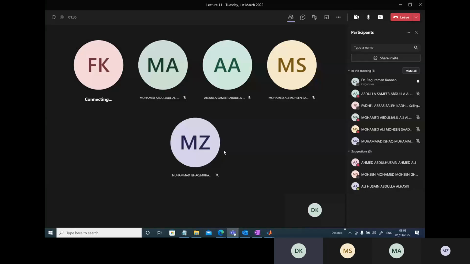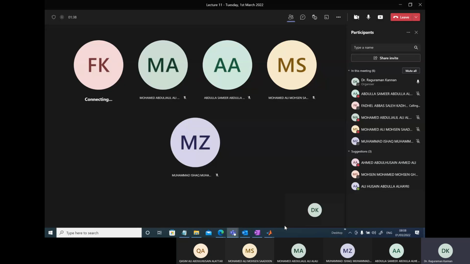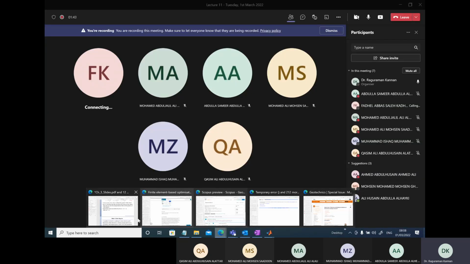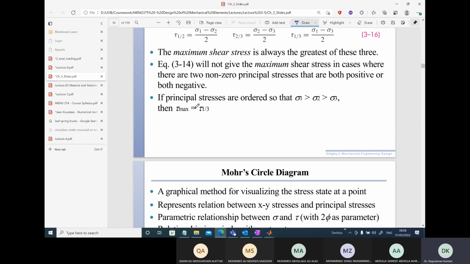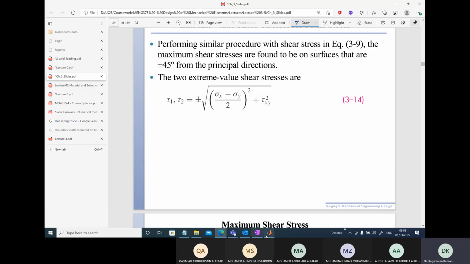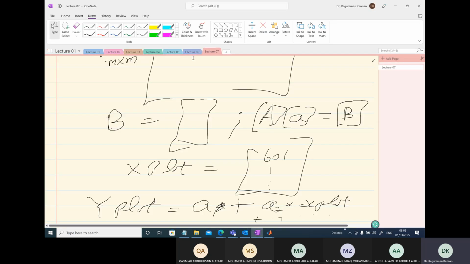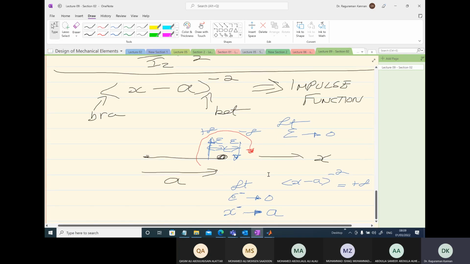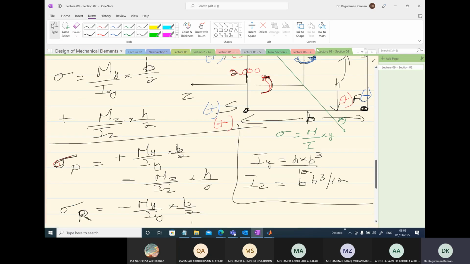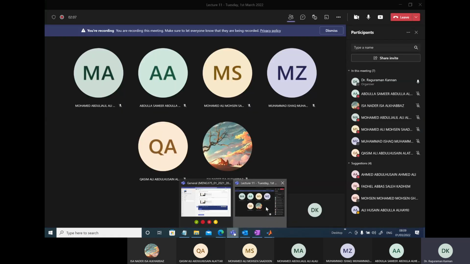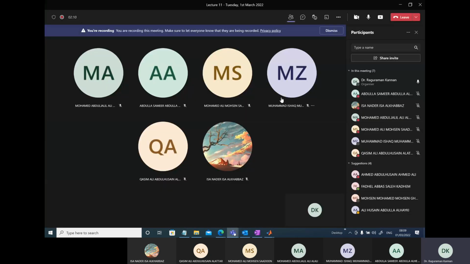Last class we were solving some problems in chapter 3, if I am right. I think we were talking about principal stresses in particular. So let me go to the notepad, OneNote, and we can figure out what section this is, and specifically we are in lecture 11. So let's see.